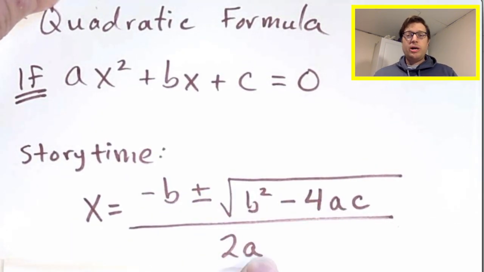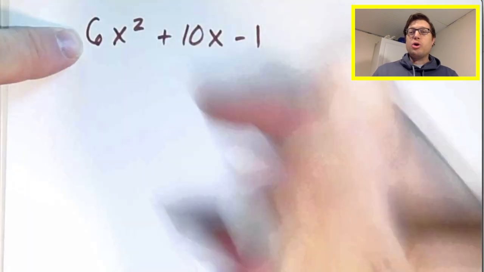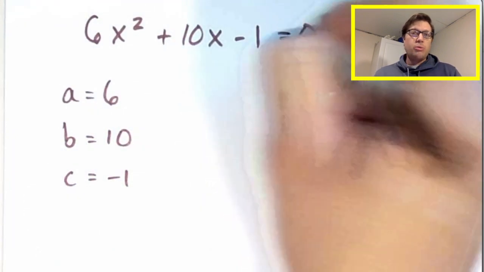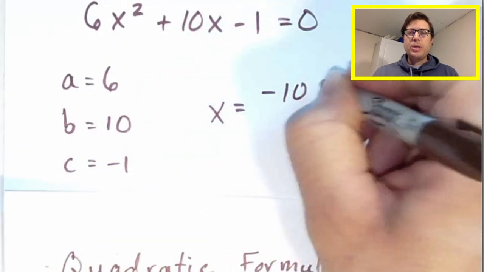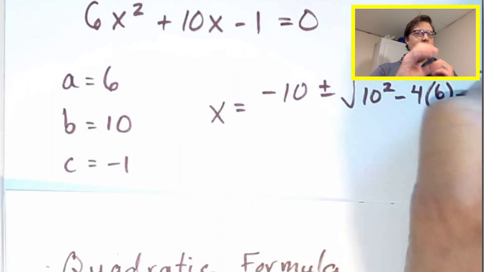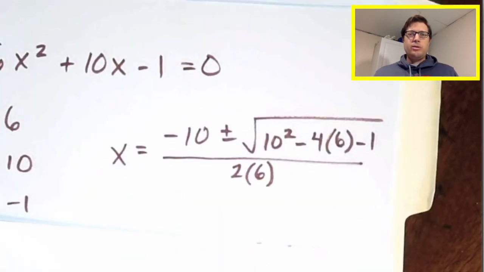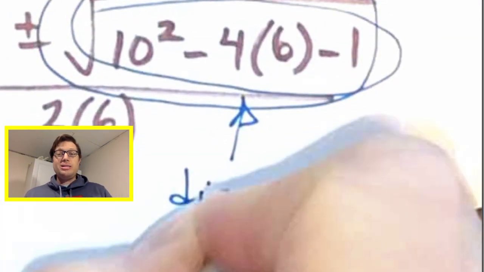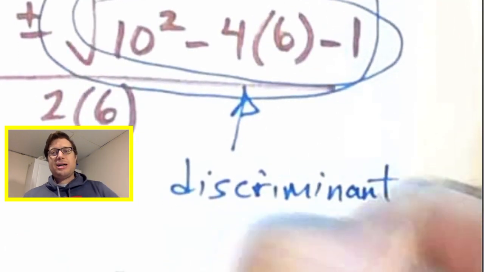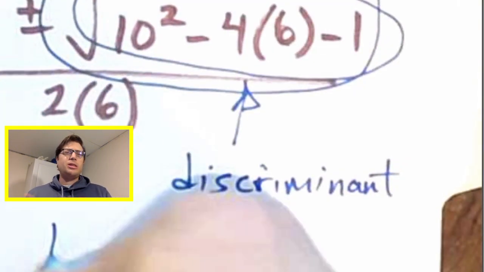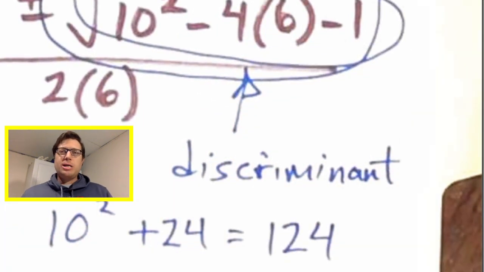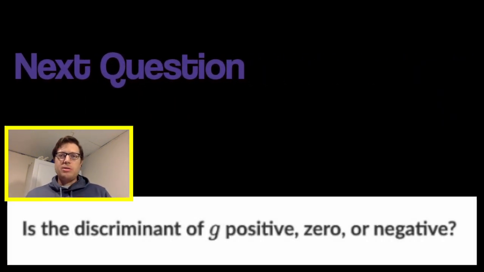In a previous video, I told you what the story was to help you remember the quadratic formula, the fact that x equals negative b plus or minus the square root of b squared minus 4ac all over 2a. If you identify a, b, and c from the equation, you plug it in. But this video is going a little further. This one's on something called the discriminant. And the discriminant is actually the number that's inside the square root. So in this case, 10 squared minus 4 times 6 times negative 1, which is positive 124.